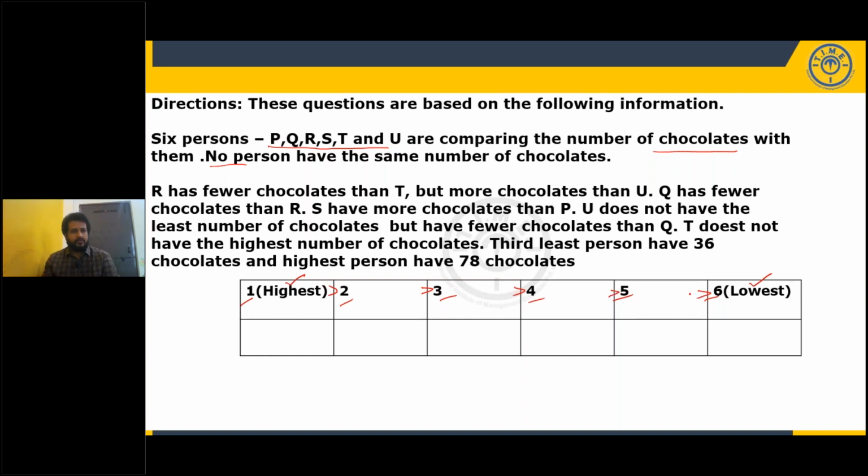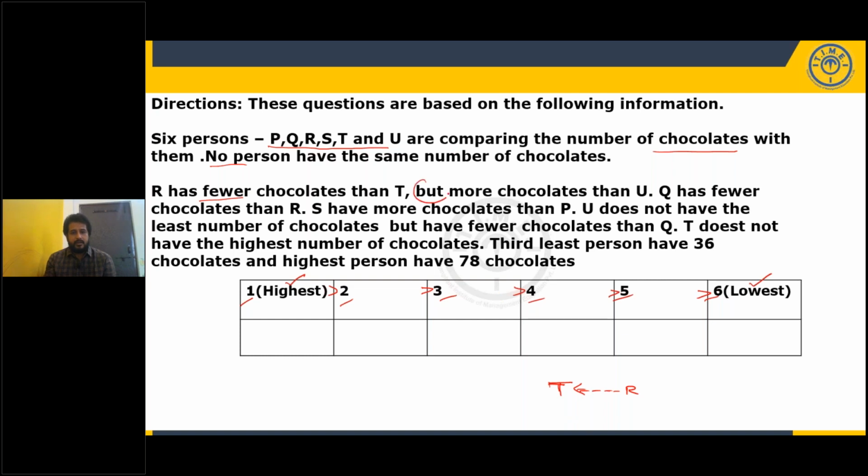Now what is the first clue given? R has fewer chocolates than T. R has fewer chocolates than T is as good as T has more chocolates than R. So somewhere in the arrangement, T should come before R. But is it immediately before, that we don't know. But somewhere in the arrangement, T should come before R, because it is not given just fewer or just more. So T will come before R.